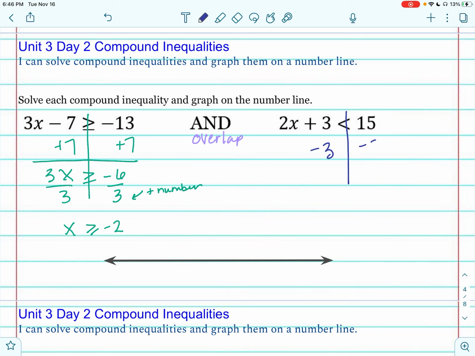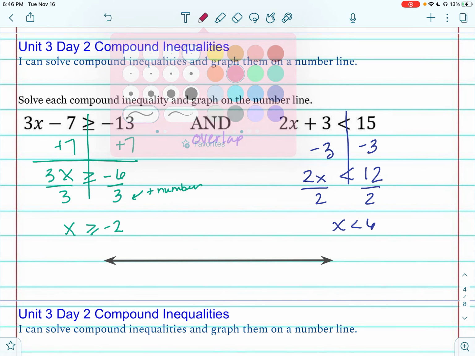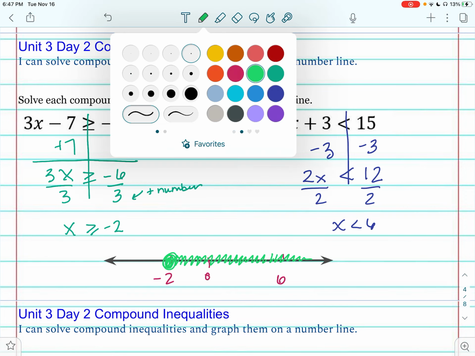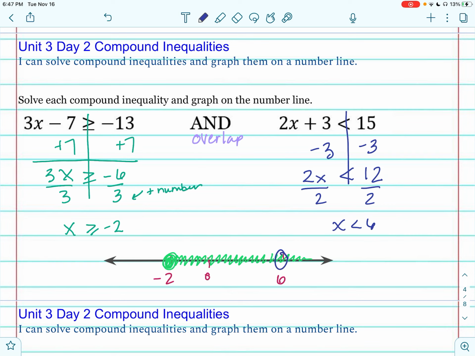Okay, let's try this one. I'm going to subtract 3, 2x less than 12, divide by 2, x less than 6. So let's see what numbers I need to put on my number line. I'll just put a 0. In my light green, I would have a closed circle, and I would shade everything this way, right? Greater than. And then in my dark blue, I would have an open circle here, and then I would shade everything this way.